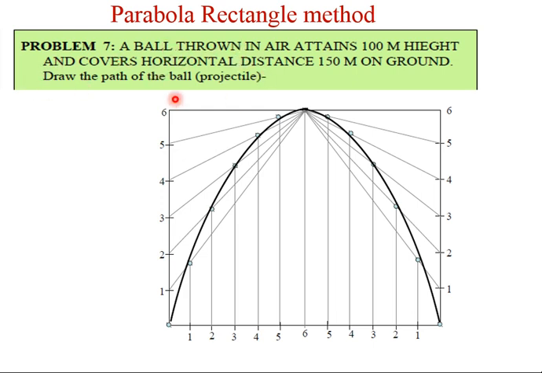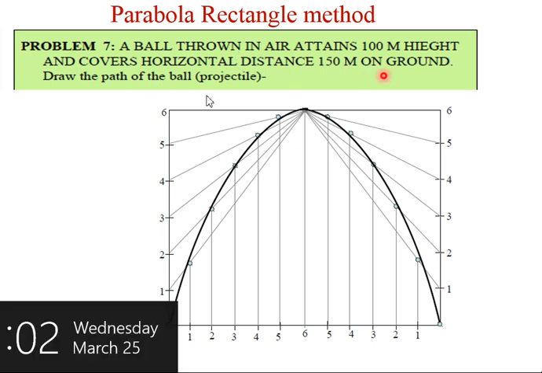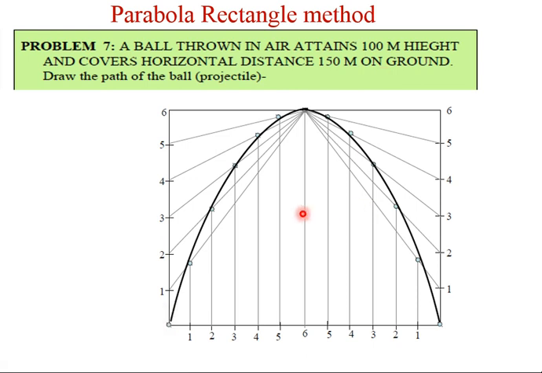It can be given. Now this is a somewhat application-oriented problem: a ball thrown in air attains 100 meter height and covers a horizontal distance of 150 meter on ground. Draw the path of the ball, which is nothing but the projectile. Here, the maximum height attained by the ball is 100 millimeter, which is nothing but the minor axis of this parabola, and the major axis of the parabola is nothing but this 150 millimeter distance, the 150 meter distance.